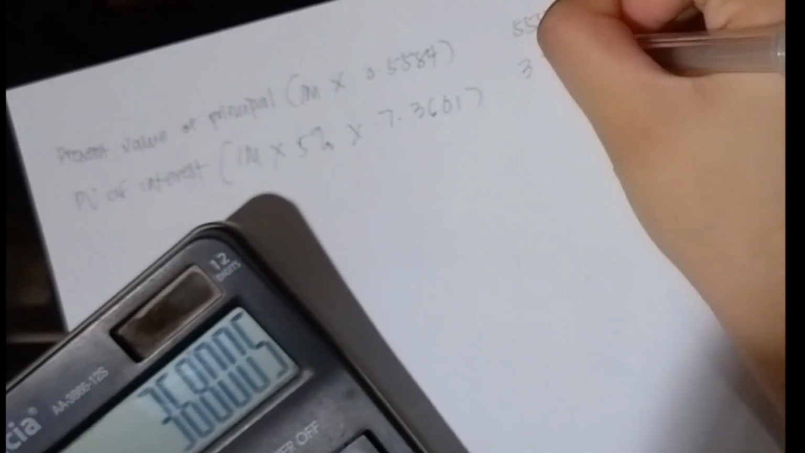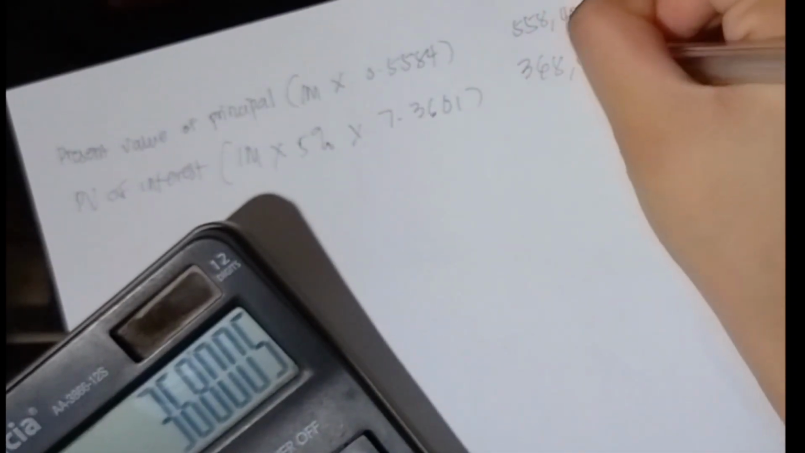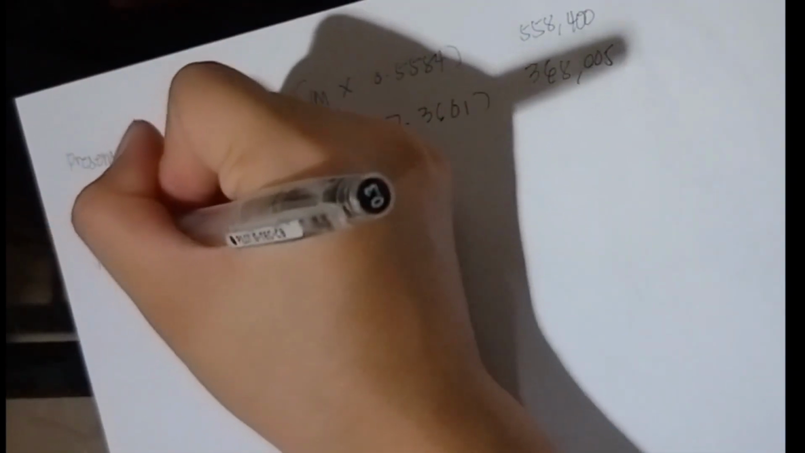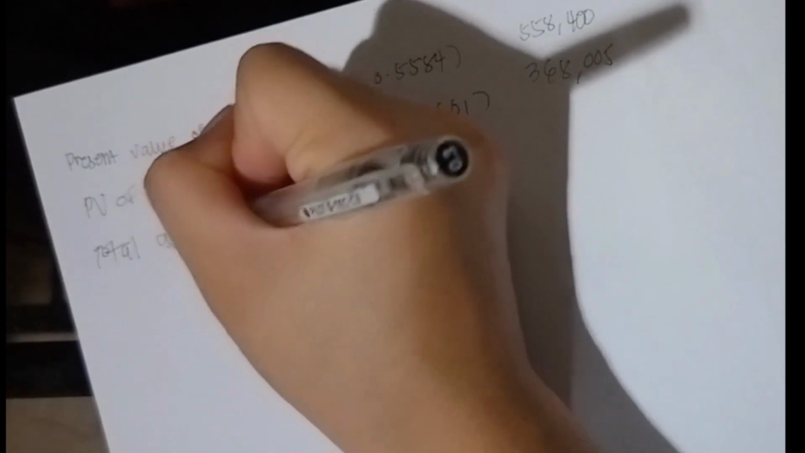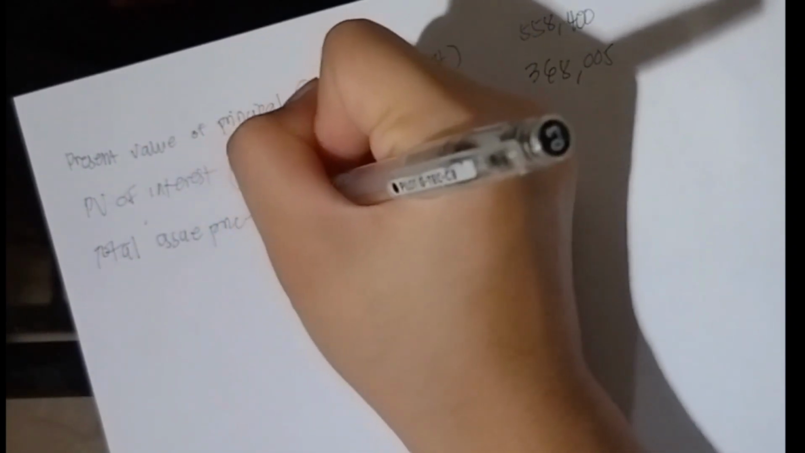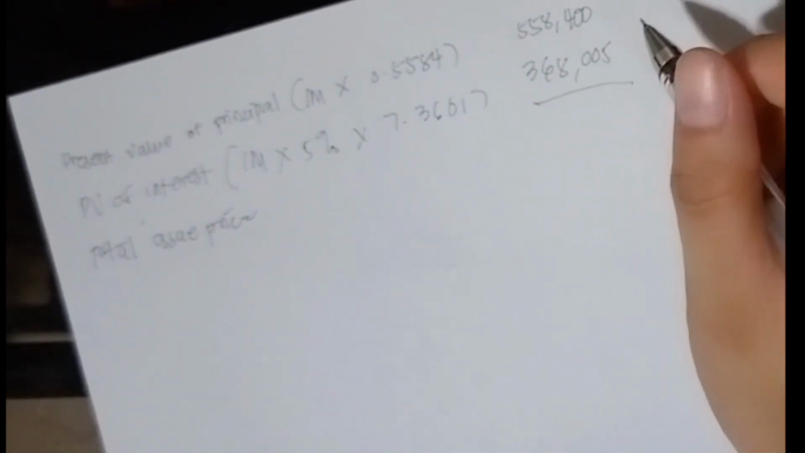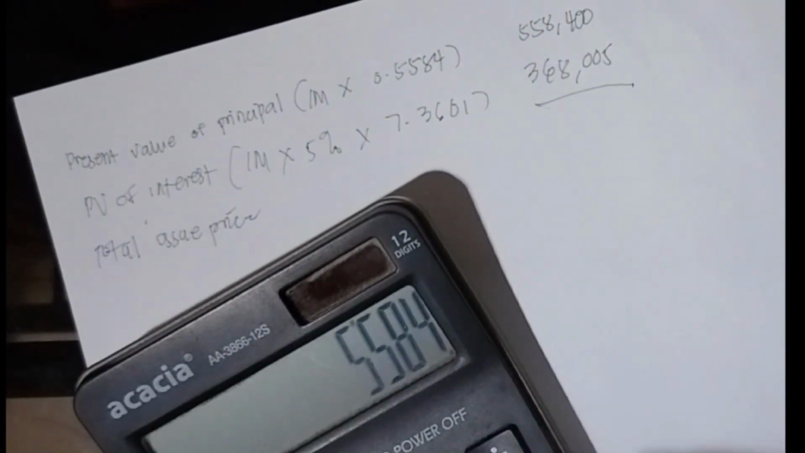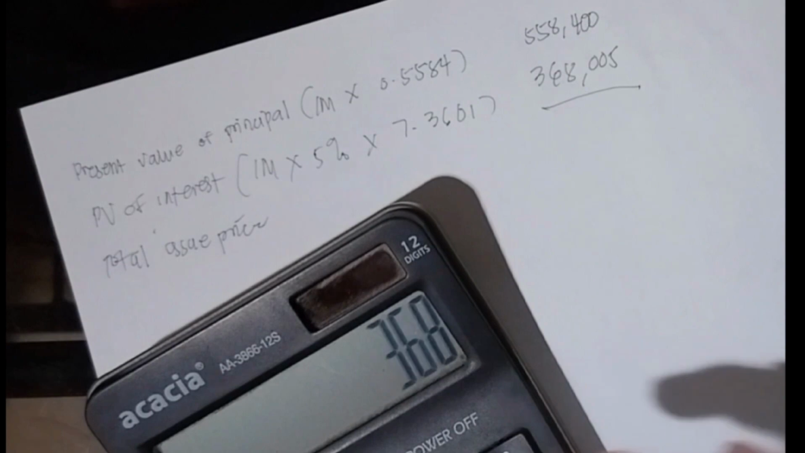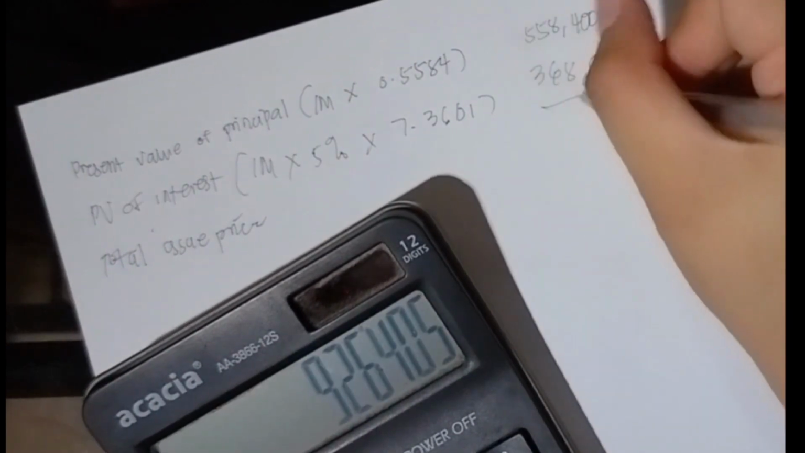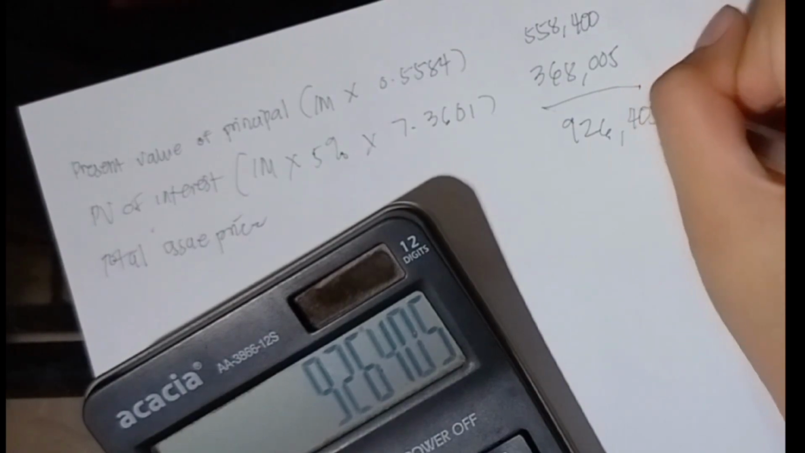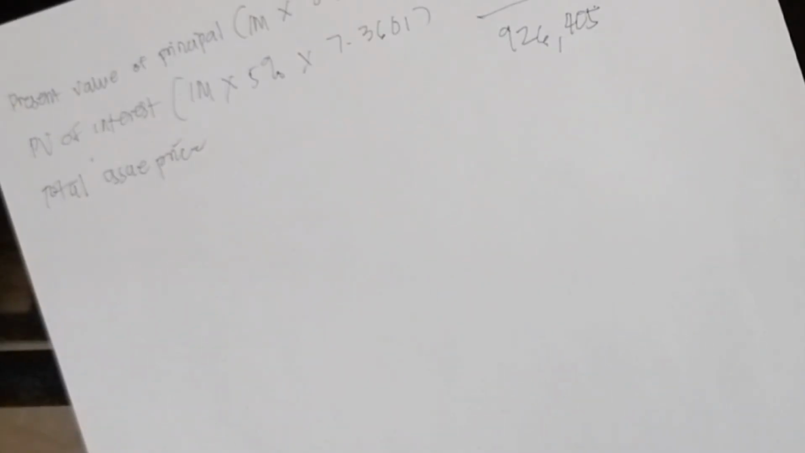So we have here 368,005. So the total issue price is equal to, we just simply add this 558,400 plus 368,005. So we get 926,405. So the second one is interest expense for 2021 and 2022.